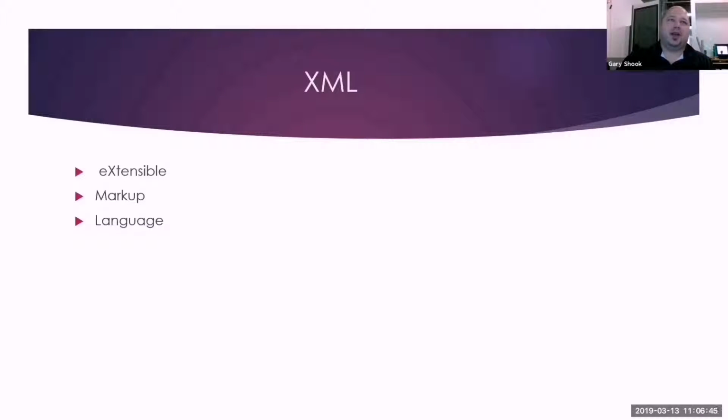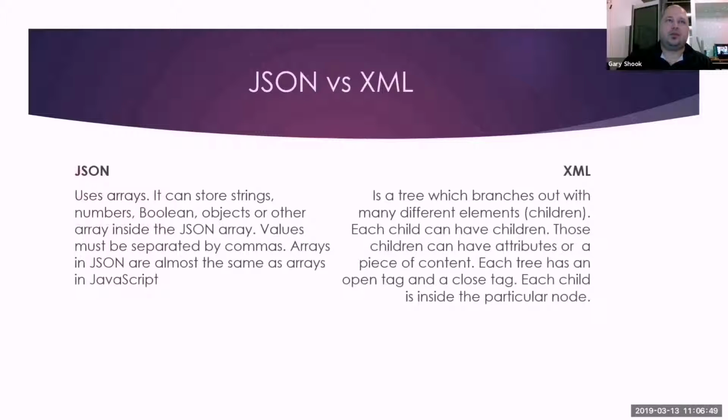So here we have XML. XML stands for Extensible Markup Language. JSON uses arrays. It can store, like we said, strings, numbers, booleans, objects, or other arrays inside a JSON array. Values must be separated by commas. Arrays in JSON are almost the same as arrays in JavaScript. In XML, it's set up more like a tree, whereas JSON is more like two-dimensional. We'll call it three-dimensional, not two-dimensional.